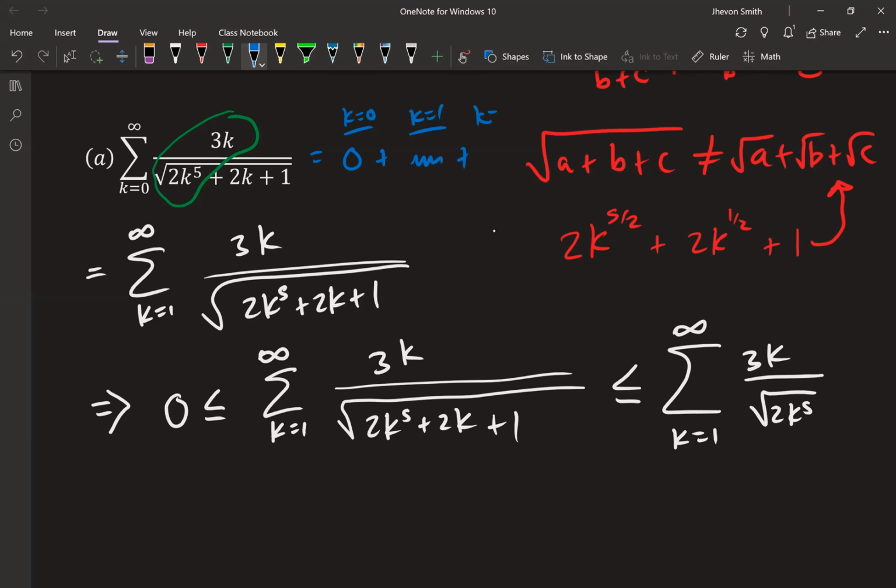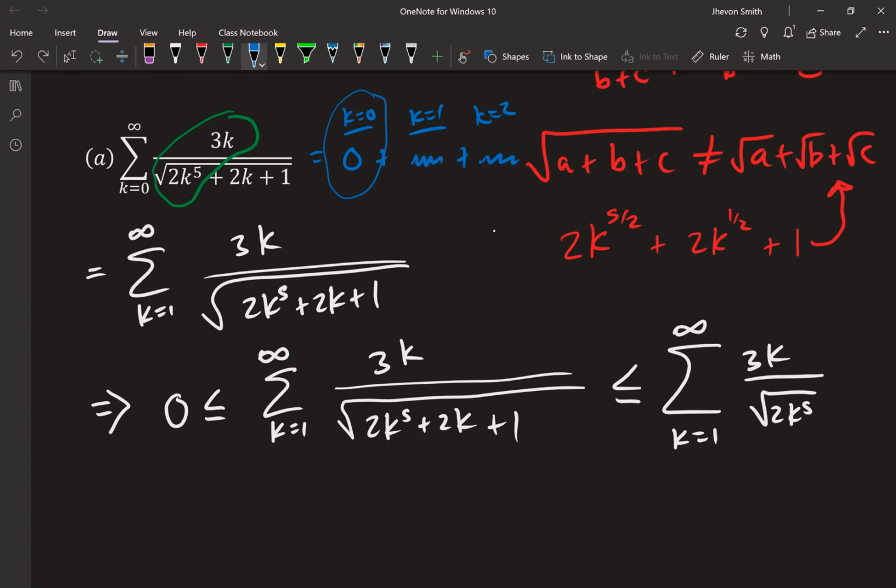Plus k equals 2, and I would get something else. So essentially, the k equals 0 term doesn't add anything to the series. So I can literally just ignore it. So then I can move into this position. Why do I want to do that? Well, notice what I'm comparing it to over here. If my k was 0, that would be an issue. So I had to figure out a way to not have the k equals 0 come into play.